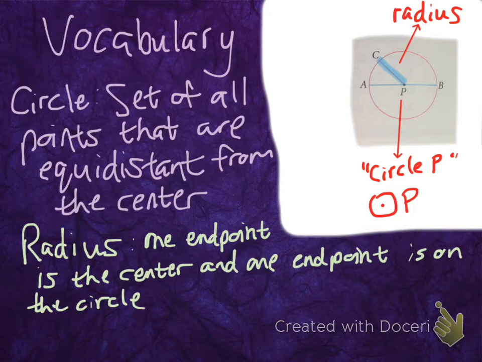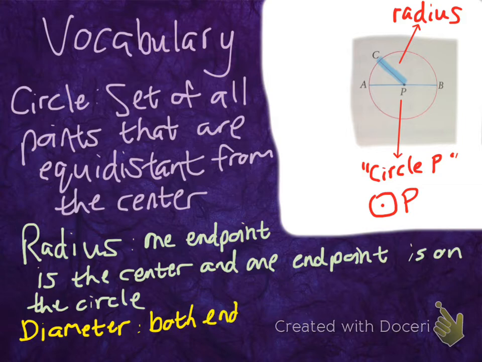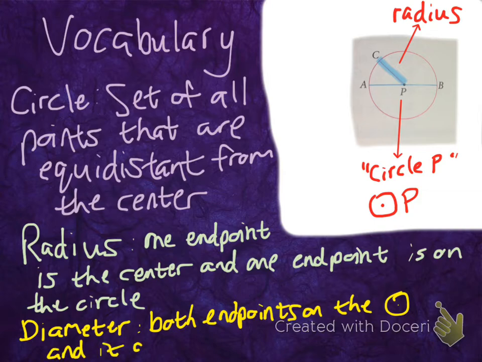The next thing we're going to look at is something called a diameter, which a lot of you may remember is just double the radius, right? But it's specifically a segment with both endpoints on the circle, and it goes through the center.